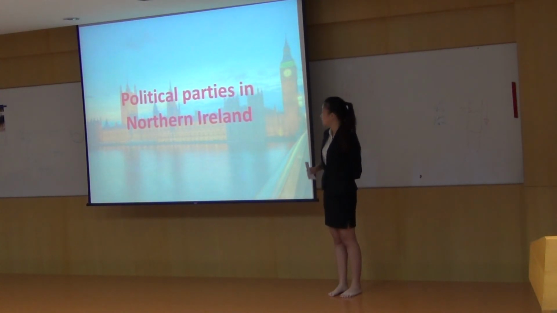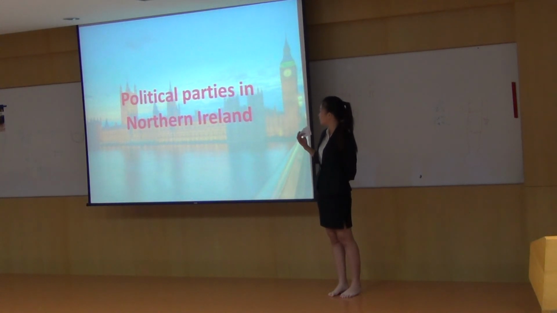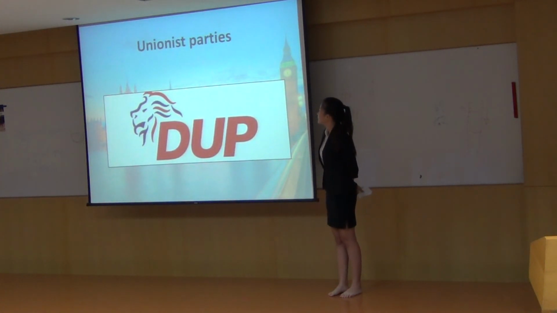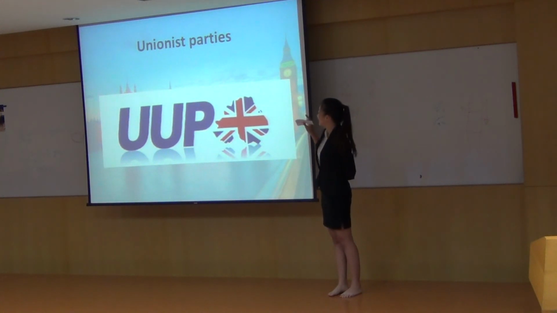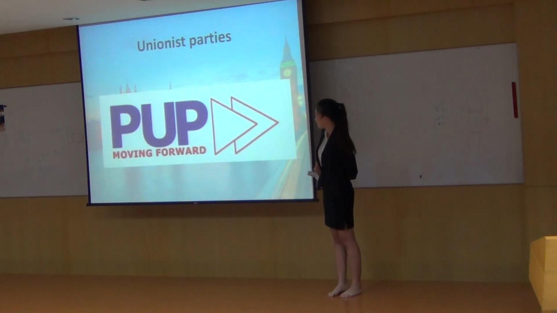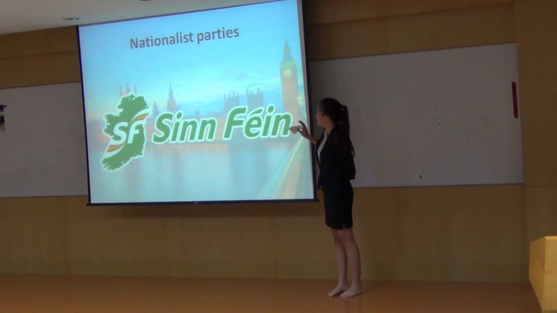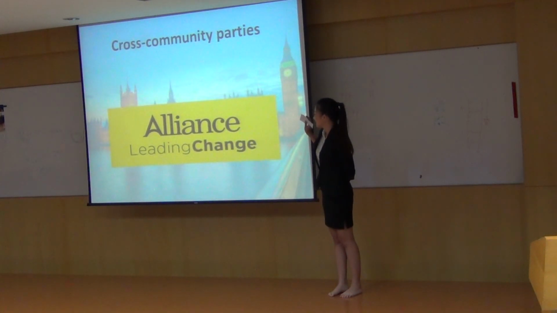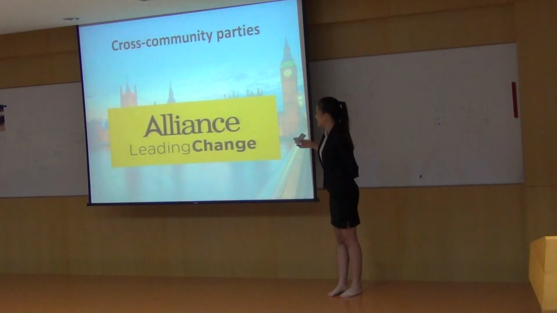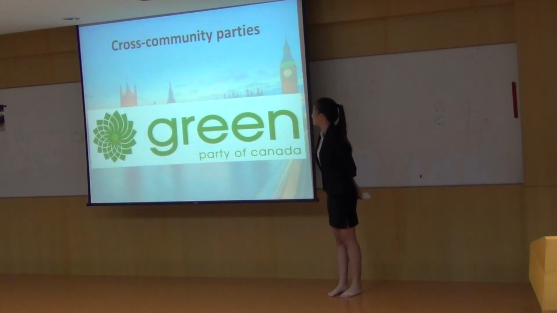And now I'm going to introduce their political parties in Northern Ireland. The unionist parties include these parties, and the nationalist parties are Sinn Féin and the Social Democratic party. The Alliance and Green Party are the cross-community parties.